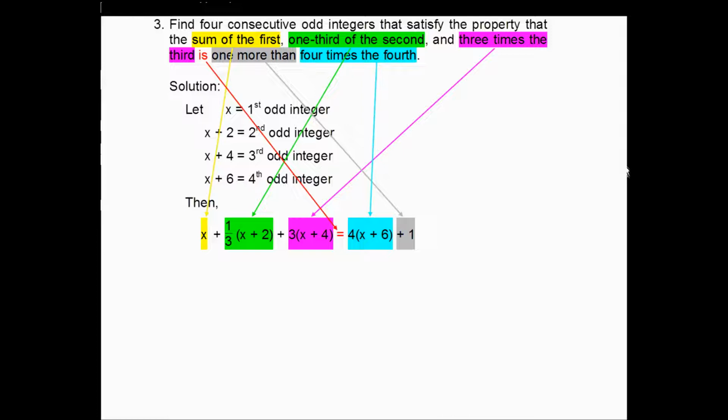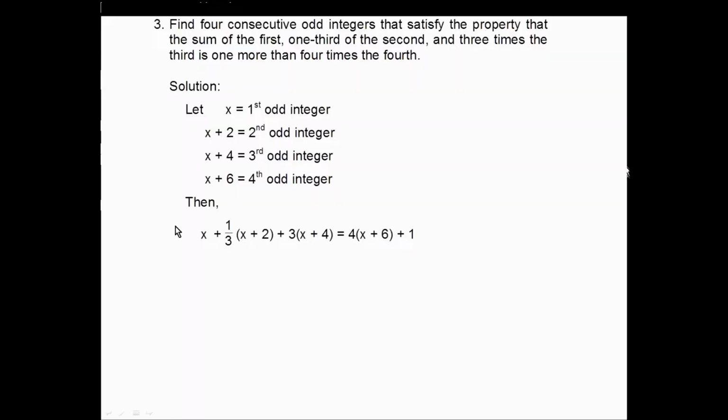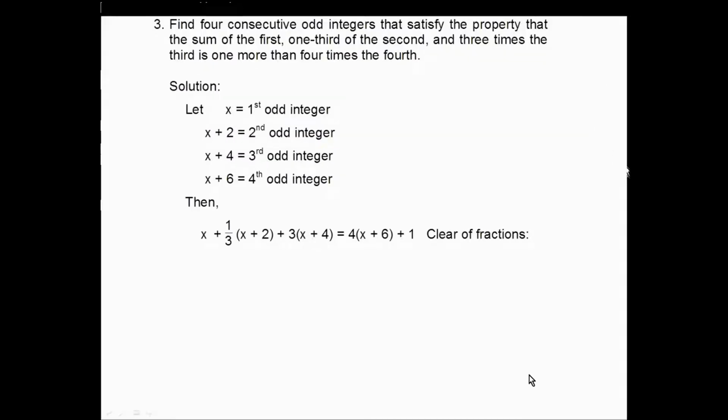Now, I'm noticing a fraction, so the first thing I'm going to do is multiply everything by 3. Now remember, when you clear fractions, do not go inside the parentheses. So I'm going to multiply everything that's outside of parentheses by 3. So I'll have 3x plus x plus 2 plus 9 times x plus 4 is equal to 12 times x plus 6 plus 3. So remember, everything that's outside of parentheses gets multiplied by 3 when we clear fractions.